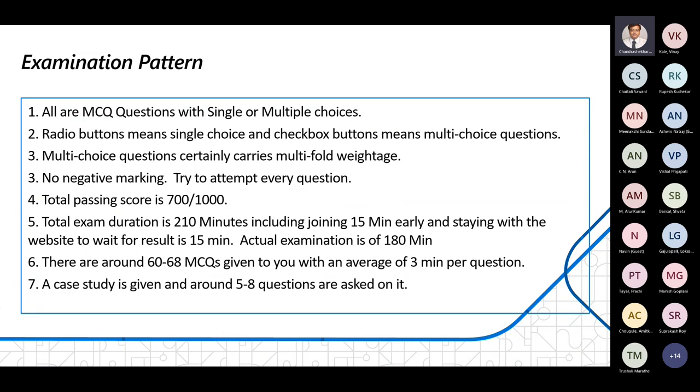You have to join 15 minutes early. It is essential if you are going to the Pro Matrix Center. They need those 15 minutes to make all the provisions for you, and your proper login and other things are taken care of there. If you are appearing from home, that is also an option available. There, your authentication may need 15 minutes. So don't be under the impression that you can join the examination at the exact time. It is always good to join 15 minutes early. There are around 60 to 68 MCQs given to you, with an average of 3 minutes per question.